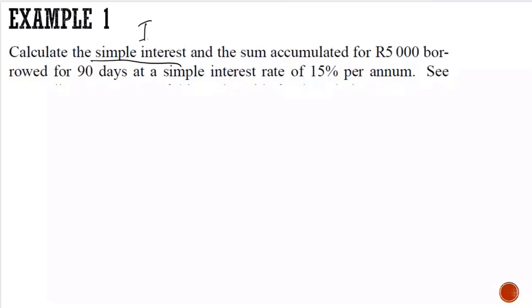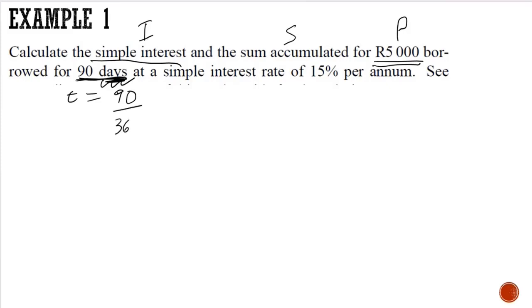You are asked to calculate the simple interest, that means I, and the sum accumulated, S, for 5,000 borrowed. This is the amount, your principal amount borrowed, for 90 days. Can you see here? This is less than a year. So if you've got less than a year, your time is going to be 90 days, and then you're going to divide by the number of days in a year.